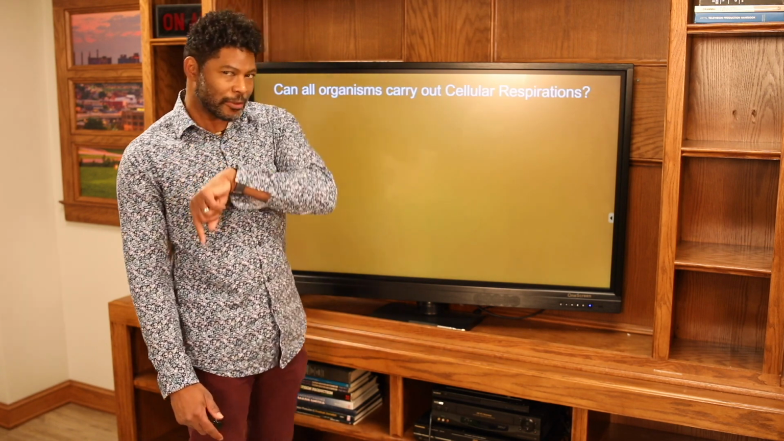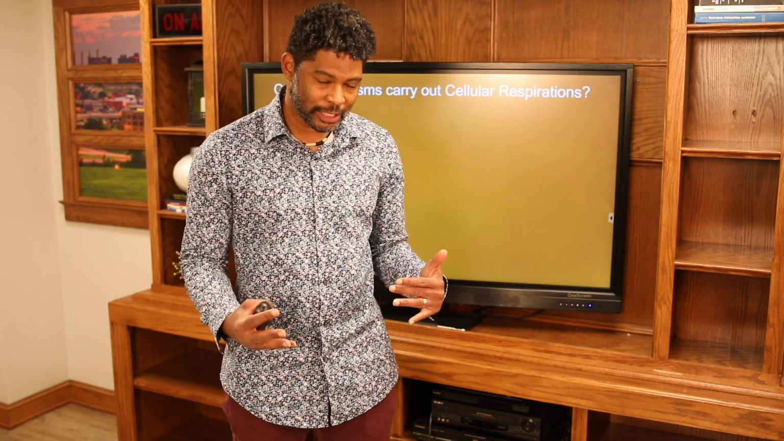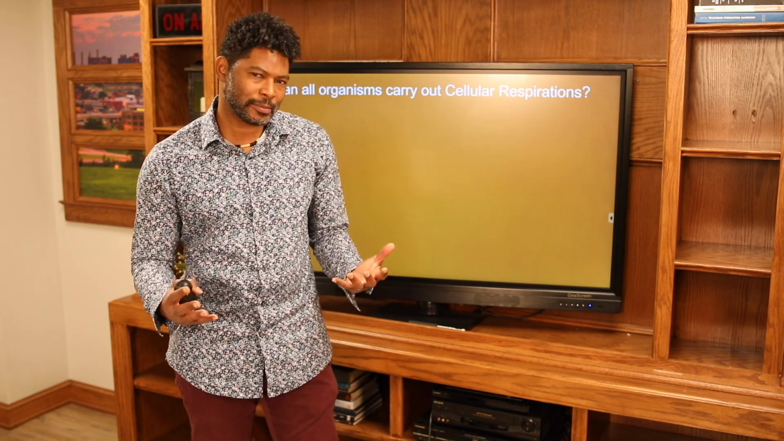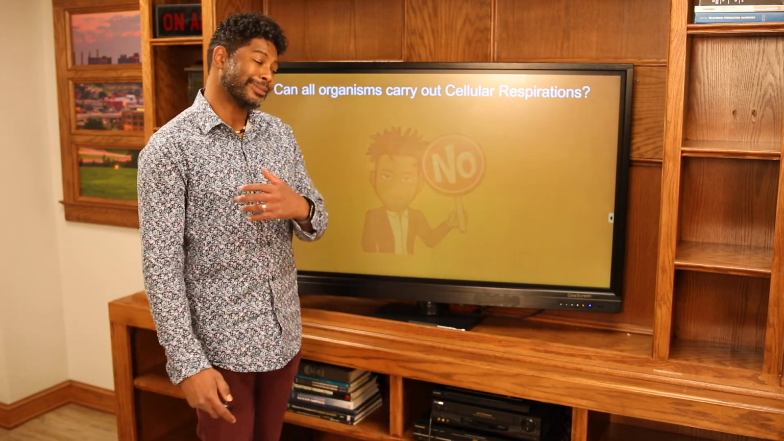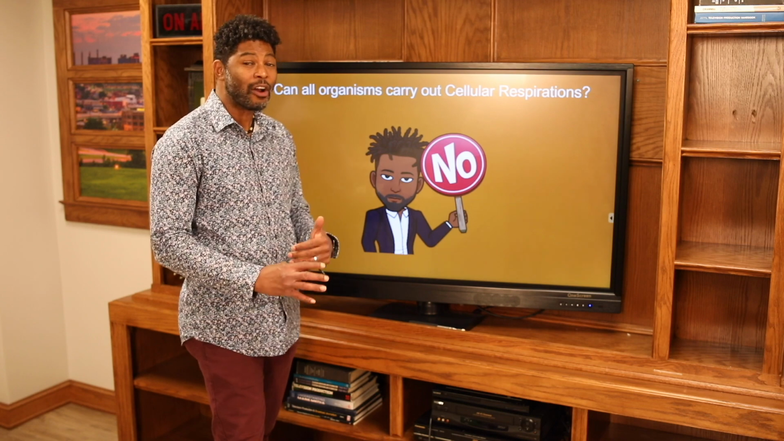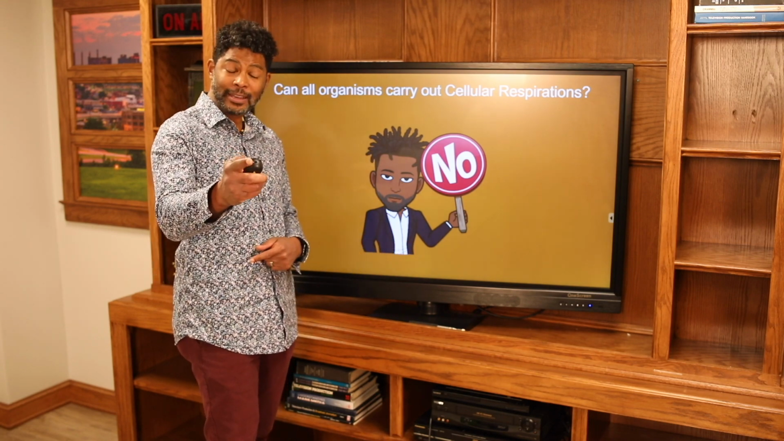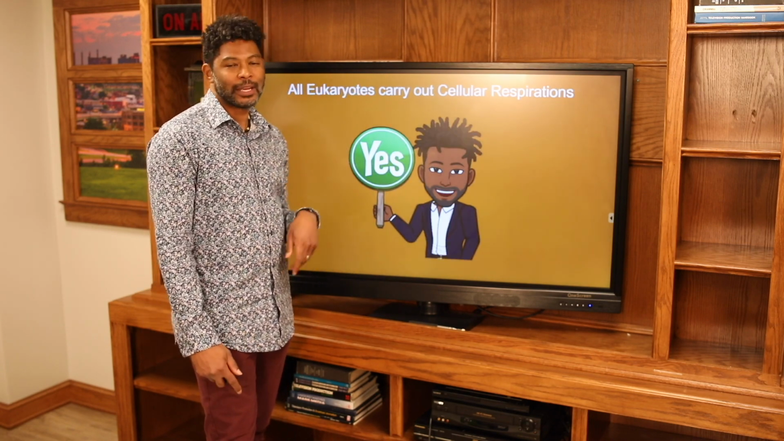Now, the other side of this, cellular respiration. Do all organisms go through cellular respiration? Well, actually no. Not all organisms, but all eukaryotes.